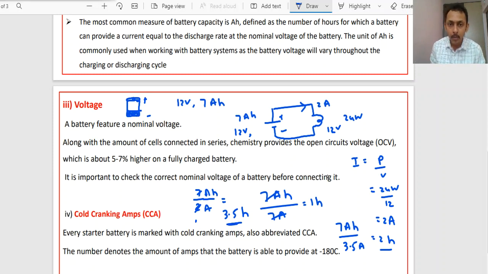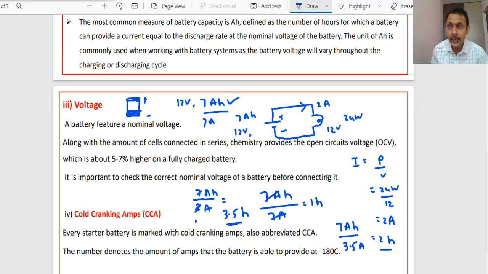Like that, depending upon the ampere hour capacity, for how much time period it can serve the load can be decided. And moreover, it does not mean that on a 7 Ah battery you should not apply a load which draws 7 amperes.